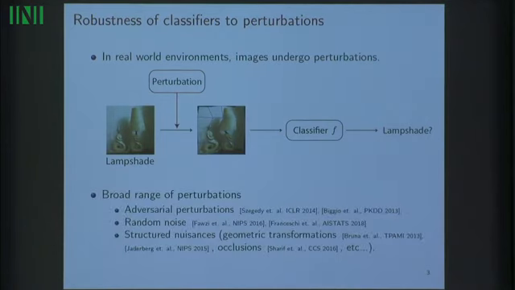Now, depending on the application, there might be many different perturbation regimes we're interested in. For example, we might be interested in robustness to adversarial perturbations, where you have a malicious agent that tries to add the minimal amount of noise to your image in such a way as to cause misclassification. You might also be interested in other types of noise, such as random noise. Or in computer vision applications, you might be interested in structured nuisances, such as geometric transformations, occlusions, illumination changes, and so on and so forth. That really depends on your application of interest. So I'll be talking specifically today about adversarial perturbations.